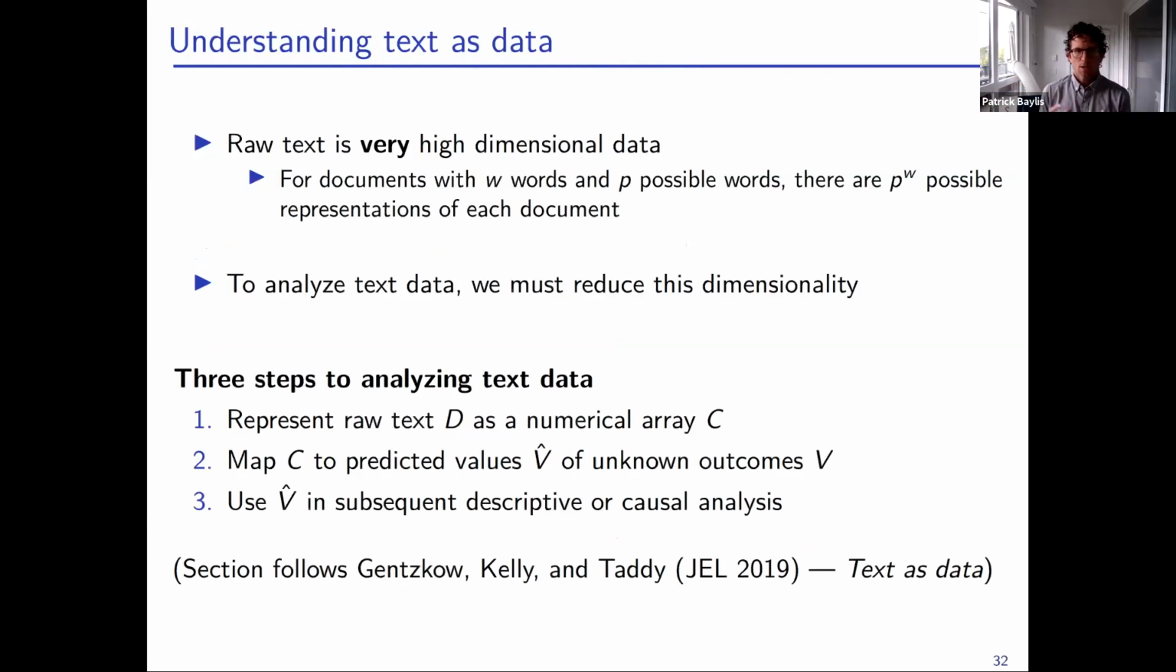So to understand text as data, you need to understand that raw text is extremely high dimensional data. For documents with W words and P possible words, there are P to the W possible representations of each document. If you just restrict this to what you can put in a Twitter post, which is not most of the sources of text data that I just mentioned, the number of possible Twitter posts exceeds the number of atoms in the universe. So I don't care how good your machine learning algorithm is, you cannot run regressions with raw text. To analyze text data, therefore, we must reduce this dimensionality somehow.